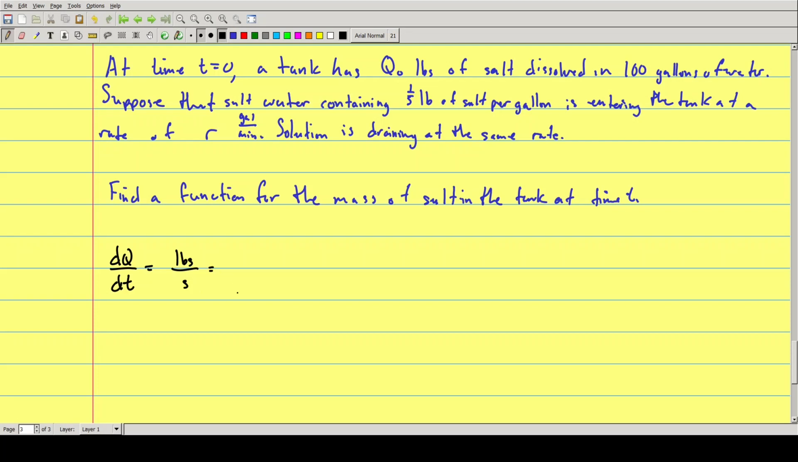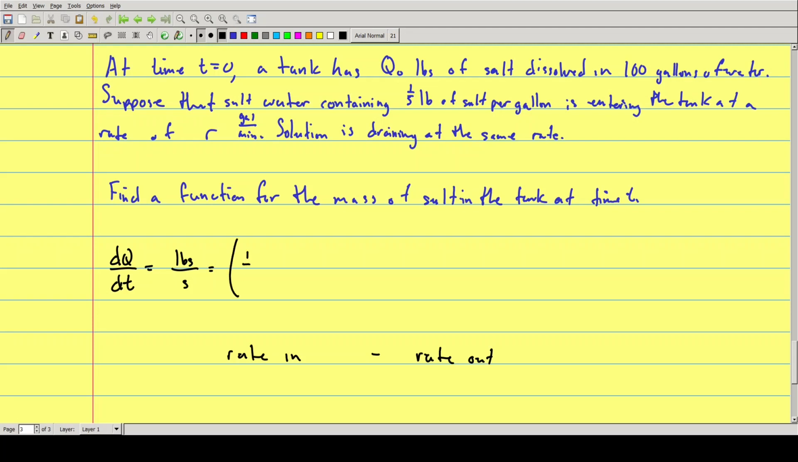Okay? Now, we're told that rate in minus rate out was the setup for this. Okay? So let's start with the rate in. Suppose that salt water containing 1/5 pound of salt per gallon is entering the tank at a rate of R gallons per minute. Okay?